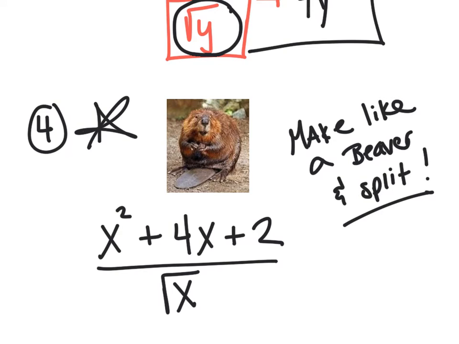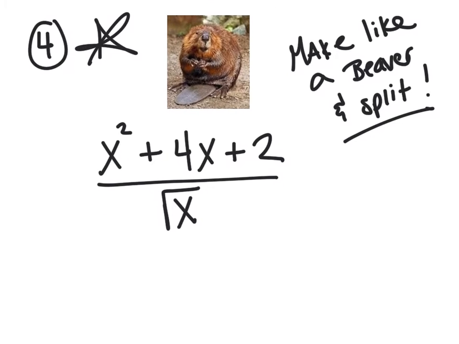All right, this last example here is a little sneaky. We call it make like a beaver and split. So here's the question: x squared plus 4x plus 2, divided by x, the radical x. The first thing I'm going to do is call this x to the 1/2. And now here's why we call it make like a beaver and split. When you're dividing by one term, you have to split this numerator up and divide each term separately by that.